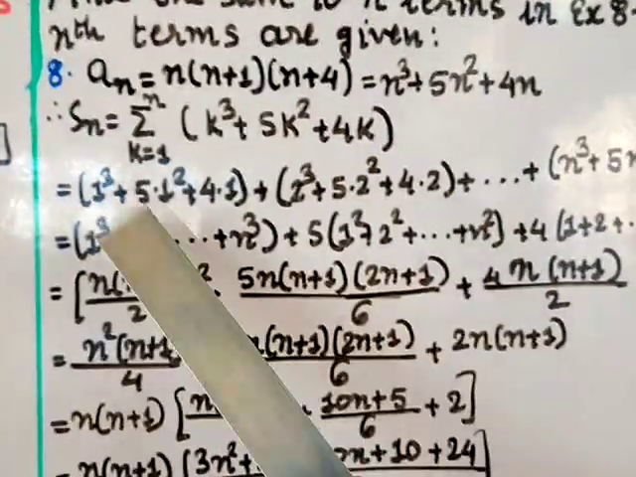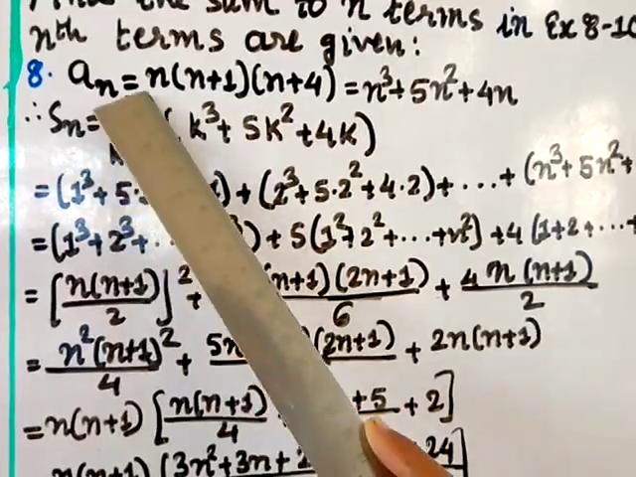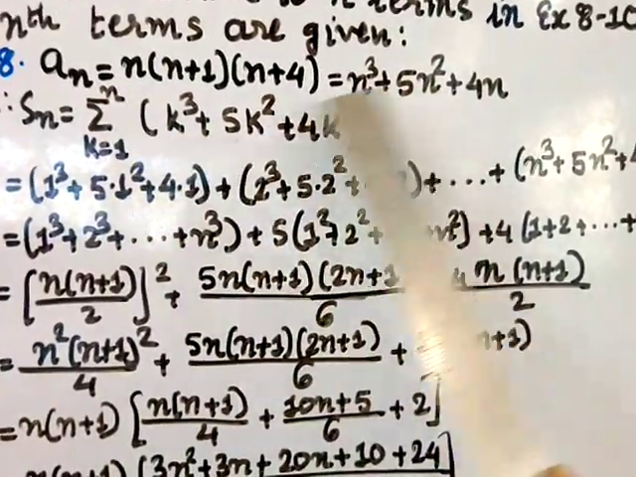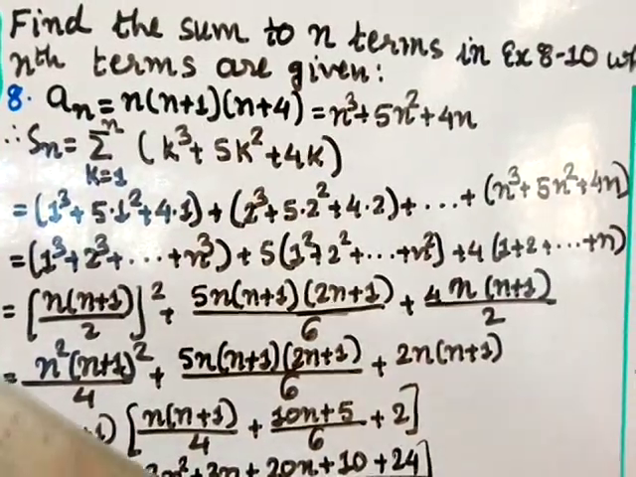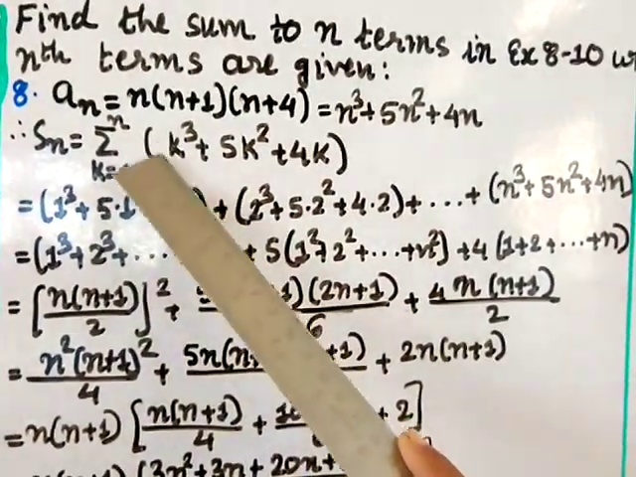Okay, now you have to find the sum. So S_n equal to sigma k equal to 1 to n of k cube plus 5k square plus 4k. Okay, let us start putting the values starting from 1 to n. Okay, that is the value of k.